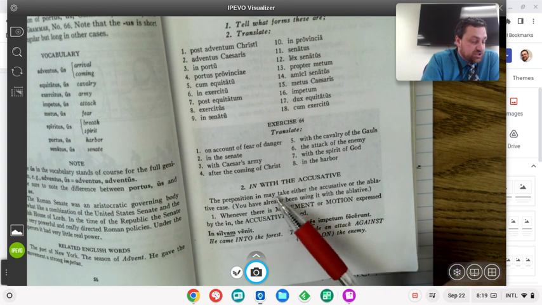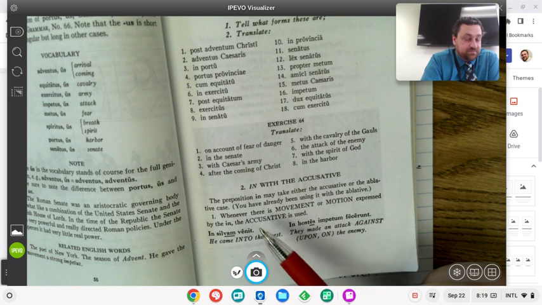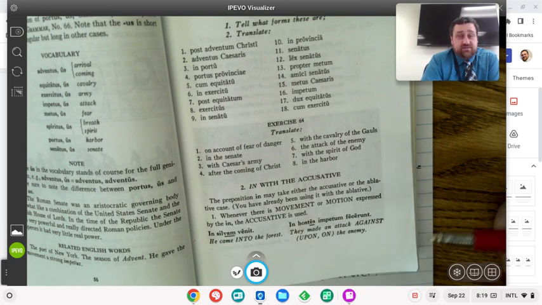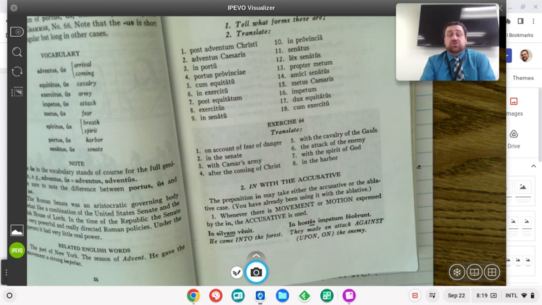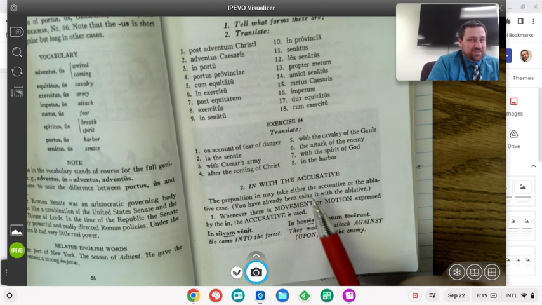Okay, the preposition in may take either the accusative or the ablative case. You have already been using it with the ablative. Whenever there is movement or motion expressed by the in, the accusative is used. So whenever there is movement into... I don't like that explanation, because there was movement when the emperor was running around already in the forest, right? So I don't want you to think, oh, he's running around in the forest, therefore I should use the accusative. No, you'd still say it's occurring in silva, in the forest. It's just because he was already there. Okay? So I don't like that explanation.